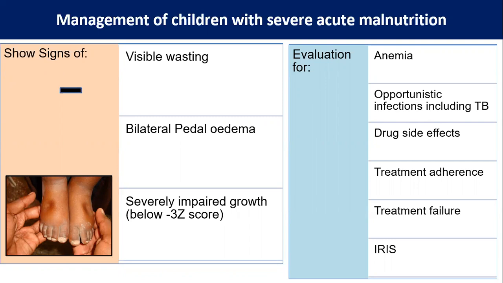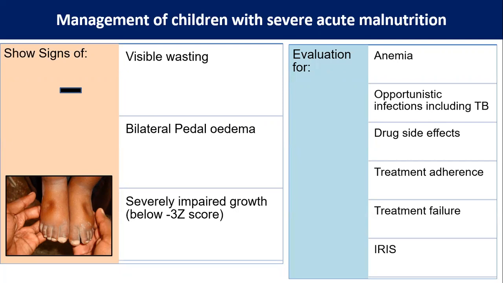Whenever the child is put on the drug, they normally will have nausea, vomiting, or they can sometimes have drug-induced hepatitis, where they will again have poor appetite. So drug side effects also we have to evaluate. And treatment adherence, because once we start the treatment, we have to see that the child or the caregiver gives the treatment with adherence of more than 90% every time. And sometimes we can also have treatment failure, so there also we have to evaluate. And very rarely we can see IRIS after starting the treatment. So these are the things we can evaluate whenever we see a child with acute malnutrition.